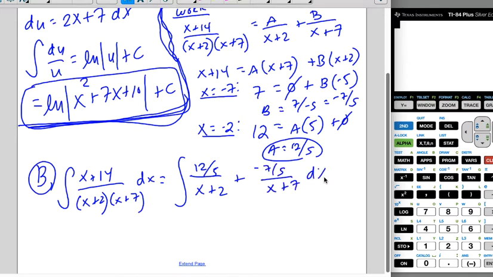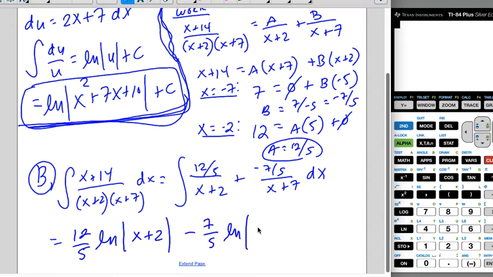And basically, these are just both going to be natural logs. It doesn't matter that it's an ugly coefficient. And because du is just going to be dx, I can essentially do the very simple version of u sub here and get that this is 12 fifths the natural log of x plus 2 minus 7/5 the natural log of x plus 7. Both of the natural logs have absolute values on the inside, plus c.